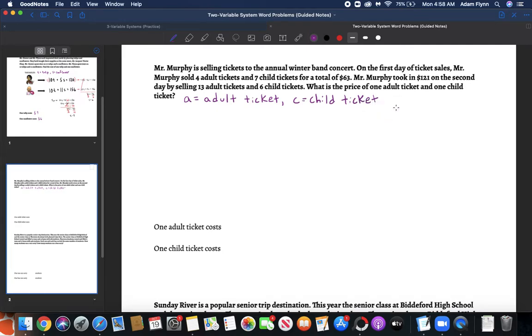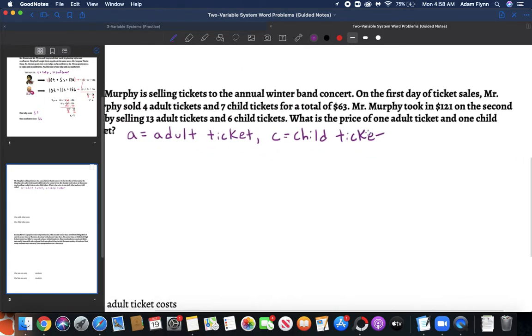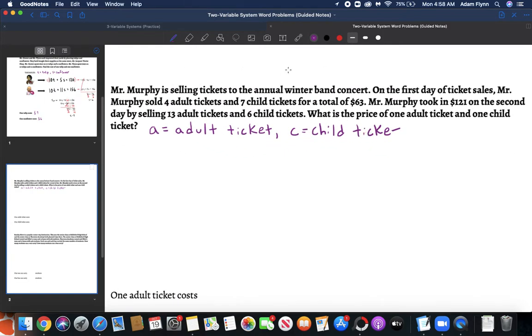Okay, and now from here we can start forming our 2 equations. I'm going to zoom in a little bit. So the first day of ticket sales, Mr. Murphy sold 4 adult tickets and 7 child tickets. If I write my equations right over here, we know he sold some amount of adult tickets and some amount of child tickets, which resulted in a total of $63. So these ticket sales are going to be for the first day.